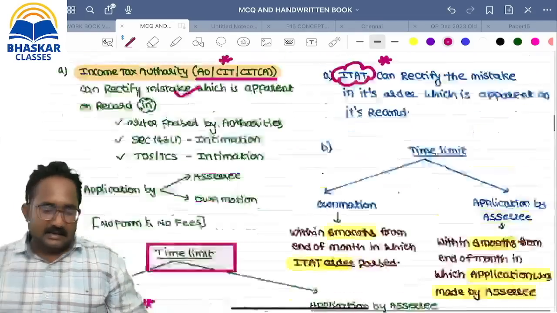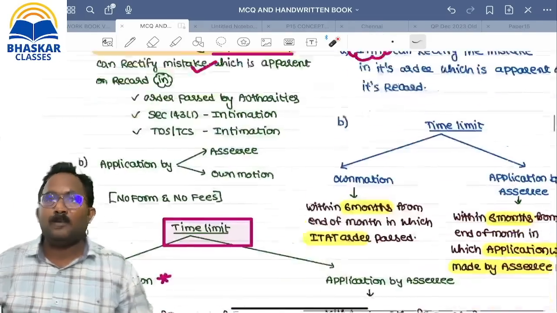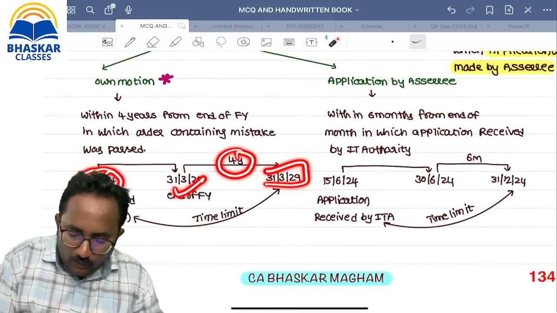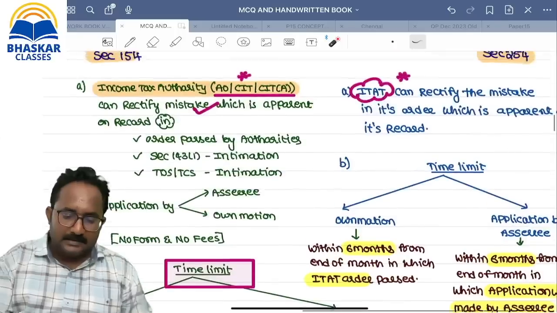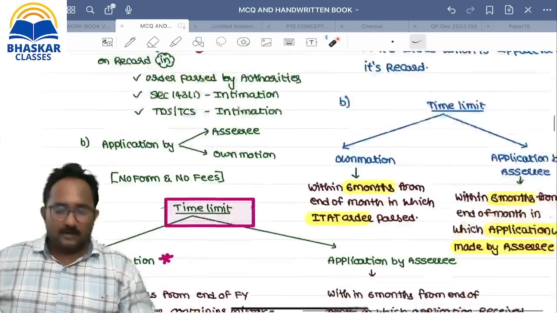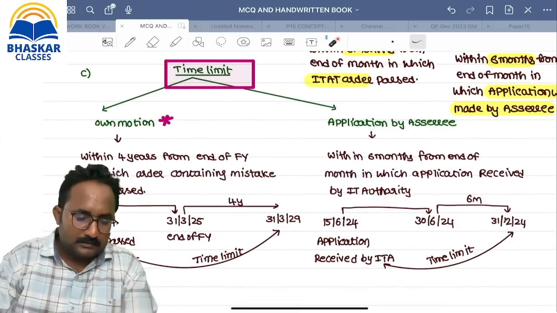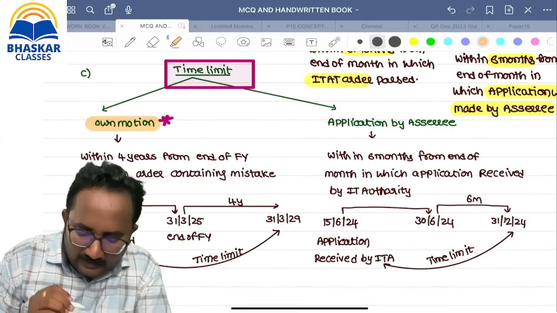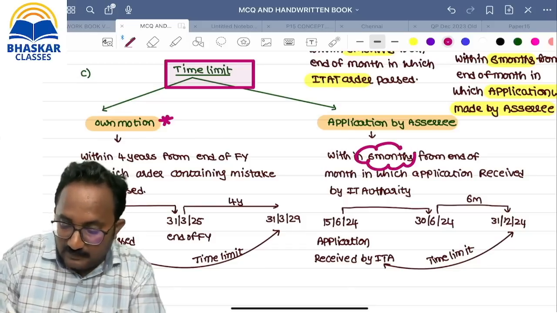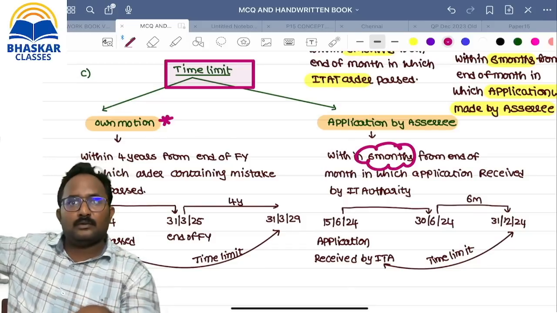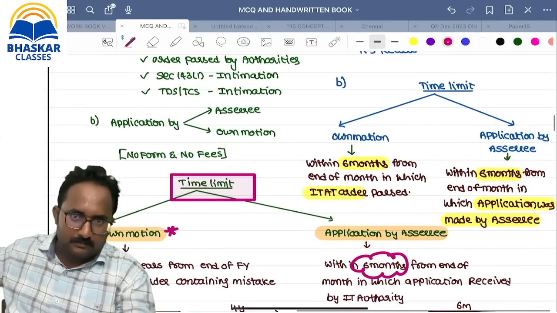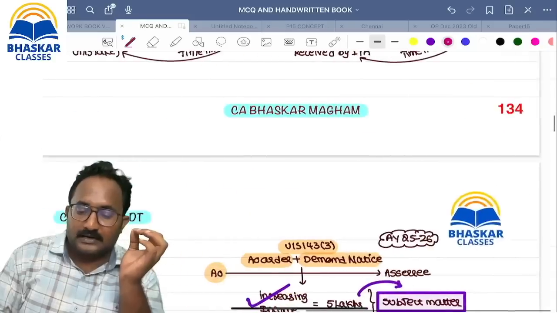Sir, if one mistake is there in their order, within how much time limit can we do the rectification, ma? From the end of the year in which the order was passed, how many years? 4 years. Within 4 years, we can do the rectification. That is on their own motion. If an application is made by the assessee, yes, ma, within how many months? 6 months, ma. So time limits, yes, you have to read in peace; if you don't have time now, you can read on your own, ma. Time limits are important. Now, 154 rectification, please read, ma.